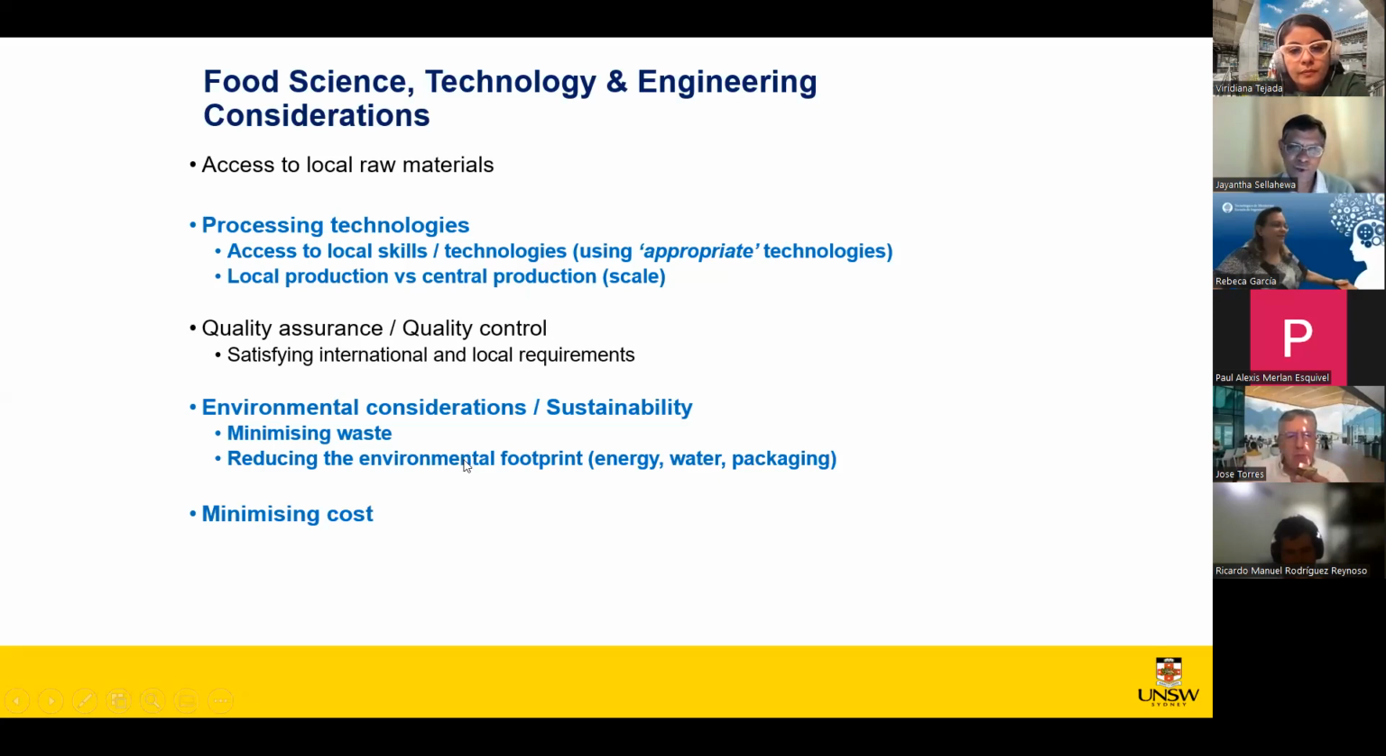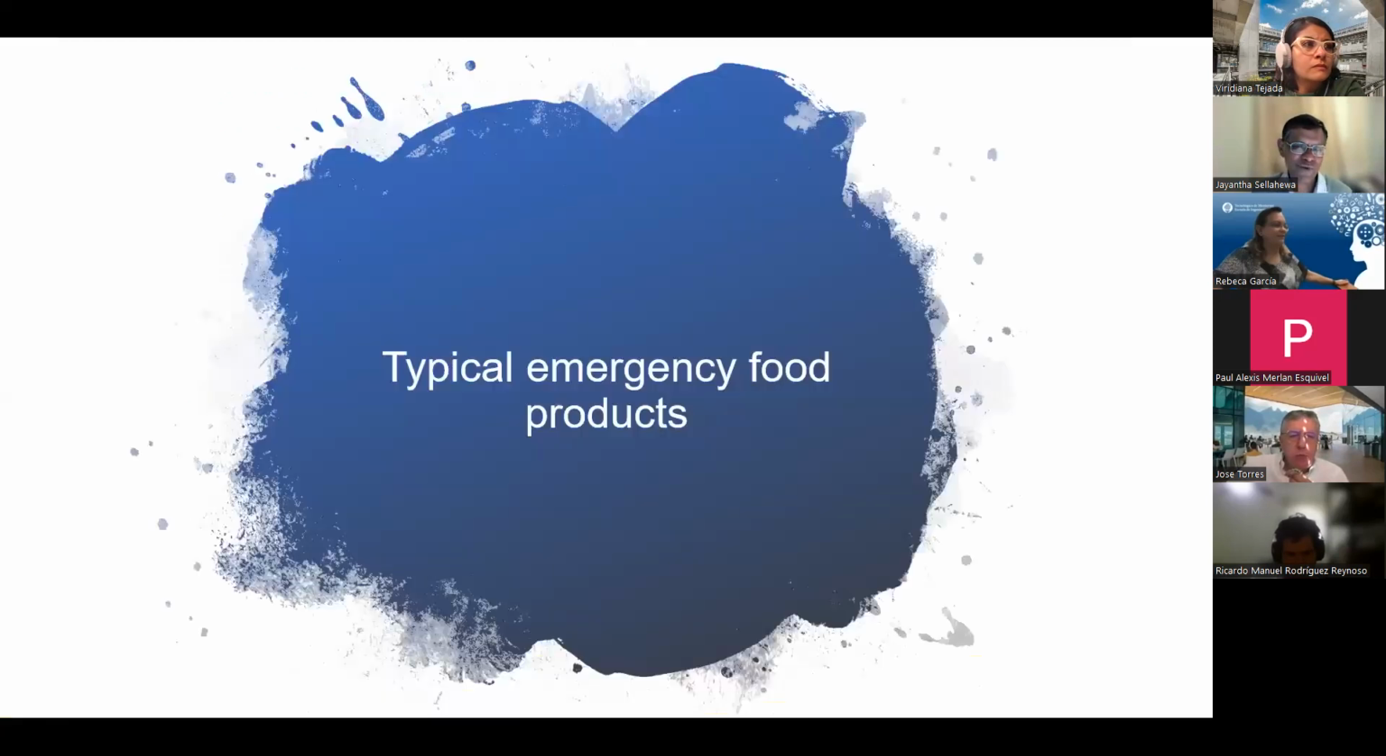And these days we talk a lot about sustainable food processing, and this applies to a humanitarian context too, because we must make sure whatever we do has minimum impact on the environmental footprint in terms of water, energy, and packaging. And of course, minimizing cost is something we do all the time, but in a humanitarian context a lot of the people in poorer countries probably can't afford to buy processed foods anyway. So we have to be even more mindful about the cost.